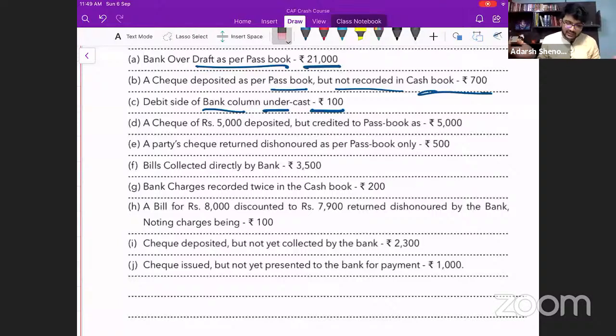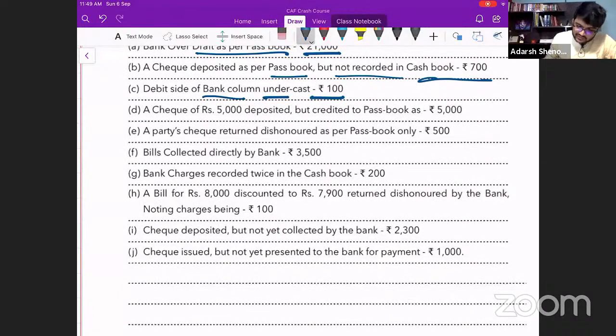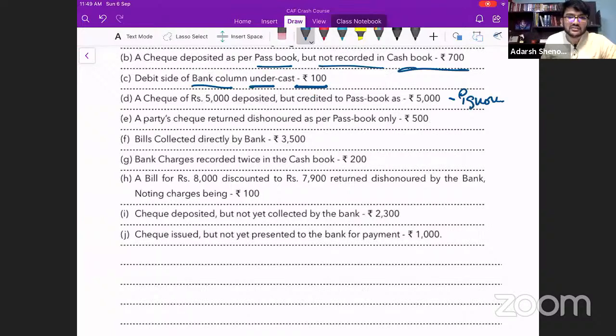You deposited a check, but the passbook also credited 5,000. So there is no error. Let's not change the question. There's actually a mistake in the question, but let's just keep it like that and ignore it. I hope you understood this. Even in the exam, if you get a question like this, there is a possibility. Not just me, even the examination department can make a mistake like this. You have to just ignore. Okay.